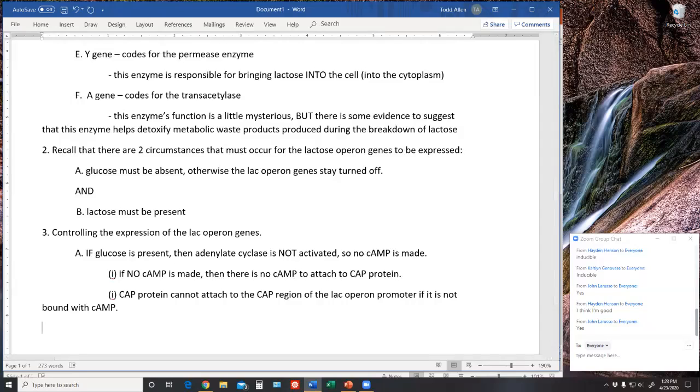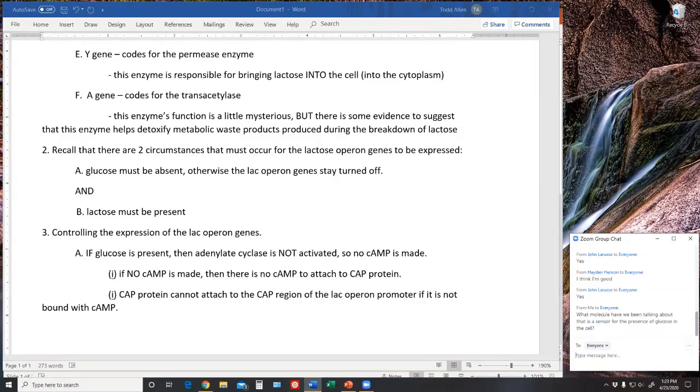So gang, let me ask you this question at this time. What molecule have we been talking about, coming through the chat window, that is a sensor for the presence or absence of glucose in the cell?